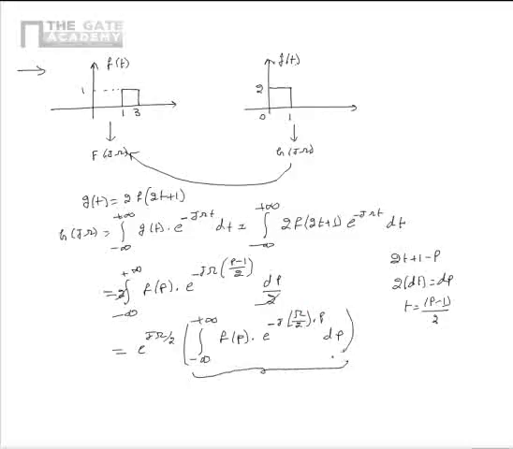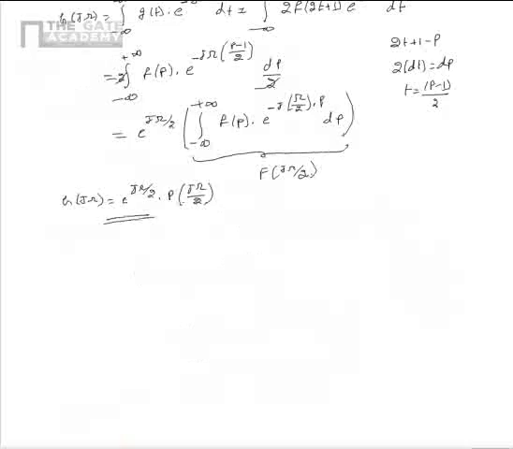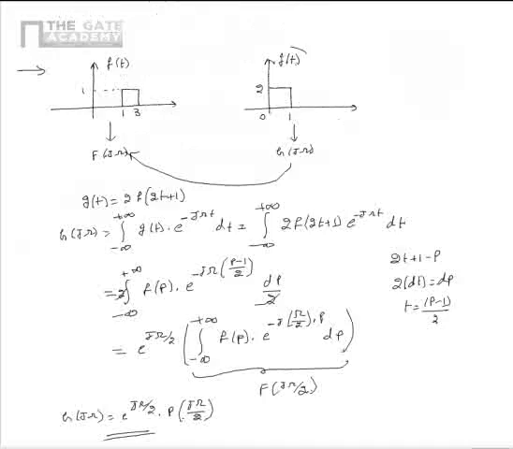We see that the quantity in the brackets is equal to F(jω/2). From this we can write that G(jω) is equal to e^(jω/2) multiplied by F(jω/2). So from the given g(t) and f(t) signals, we could get G(jω) in terms of F(jω). Also, we see that if the signal g(t) is a compressed version of f(t) along the time axis, the Fourier transform of g(t), that is G(jω), is an expanded version of F(jω) in the frequency domain.